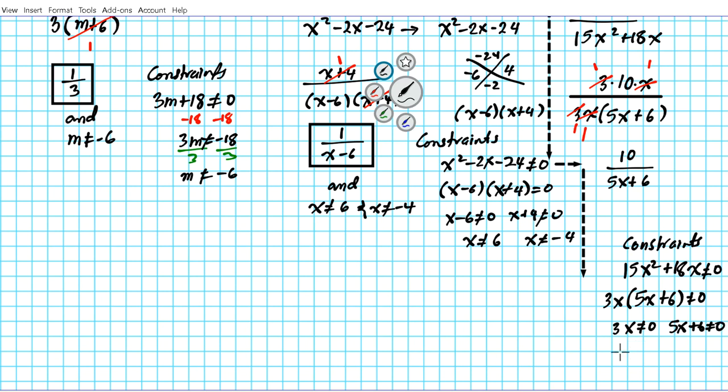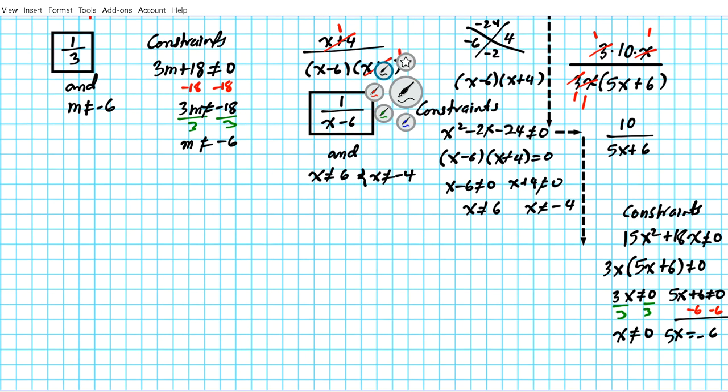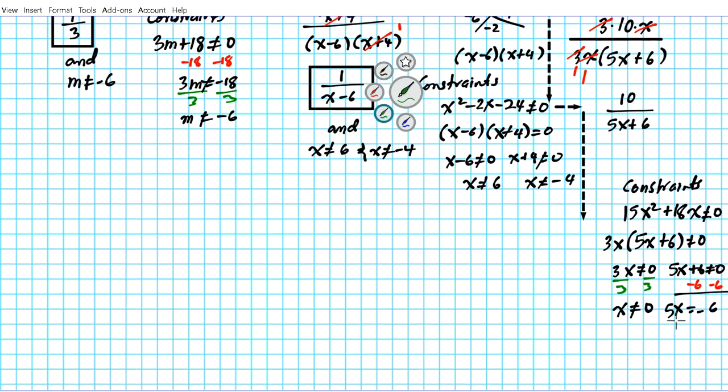So this one divided by 3, and then if you divide this by 3, the first constraint is x cannot be 0 over 3, which is 0. And then for this one, you subtract 6 and divide by 5. You get negative 6 over 5 if you do the work. So you have 5x equals negative 6, and then when you divide by 5, you get negative 6 over 5. Okay, x cannot be negative 6 over 5.